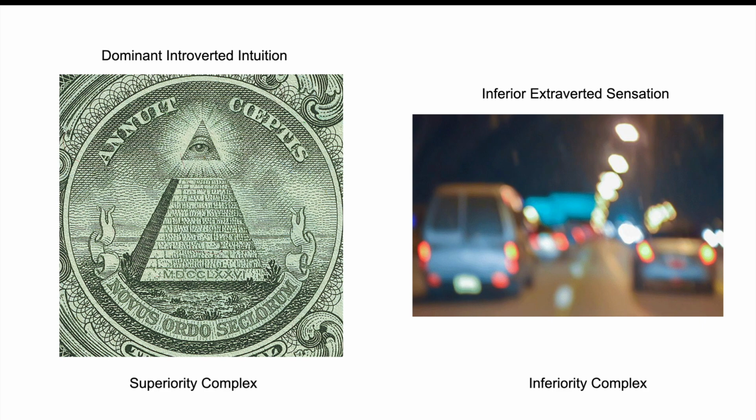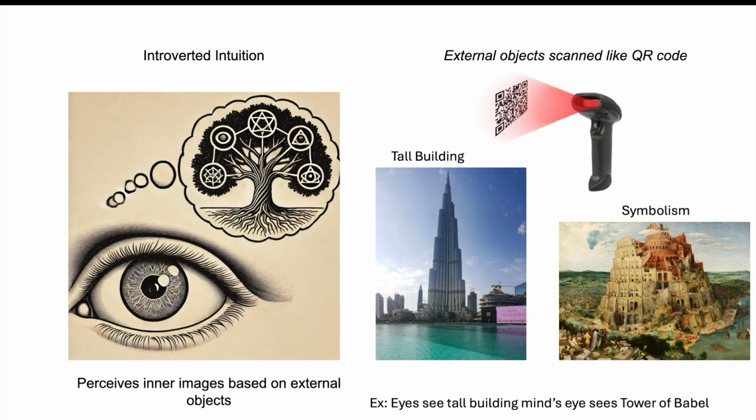So you get it. You've got your superiority complex on the left, and then you've got a not so good looking picture on the right. That's your inferiority complex. Okay, so on the left we've got introverted intuition. What is that? Well, it's your dominant function. You don't even have to ask what that is. If you're watching this video, you don't need me to tell you that. It's your dominant function. What does it do?